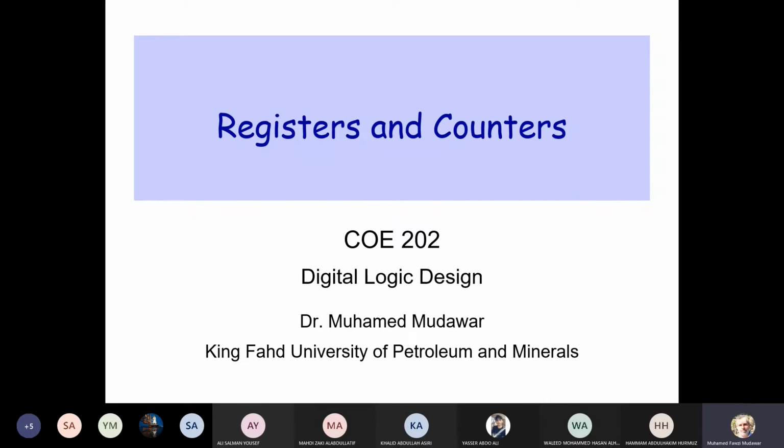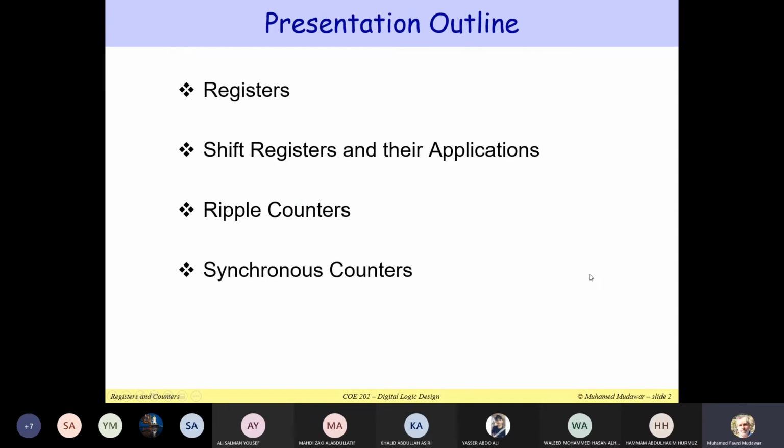Right, so this is the outline of this presentation. I'll talk about registers first, and then I'll talk about shift registers and their applications. And then I need to talk about counters. We're going to see two types of counters, ripple counters and synchronous counters. So let us start with registers.